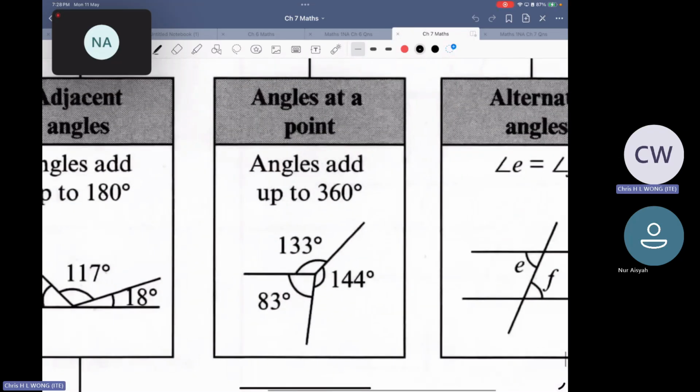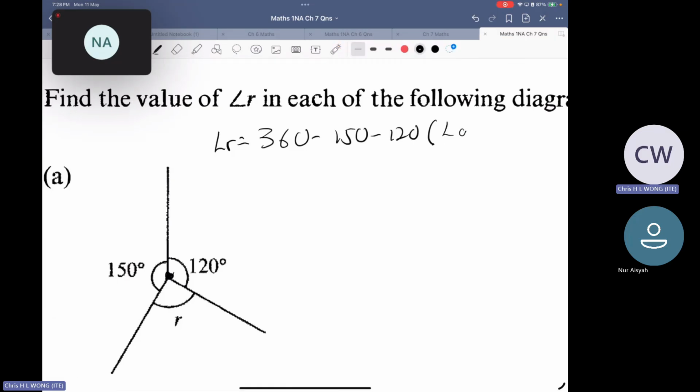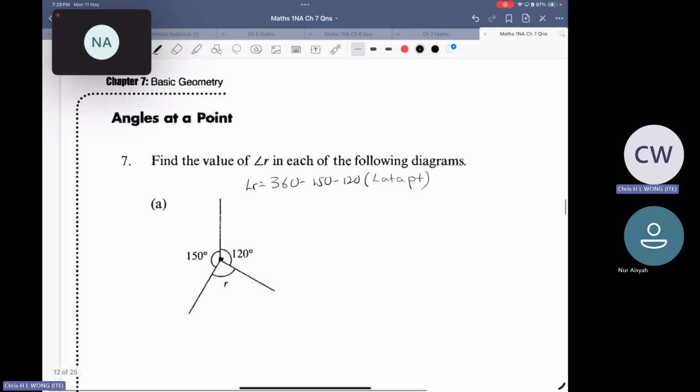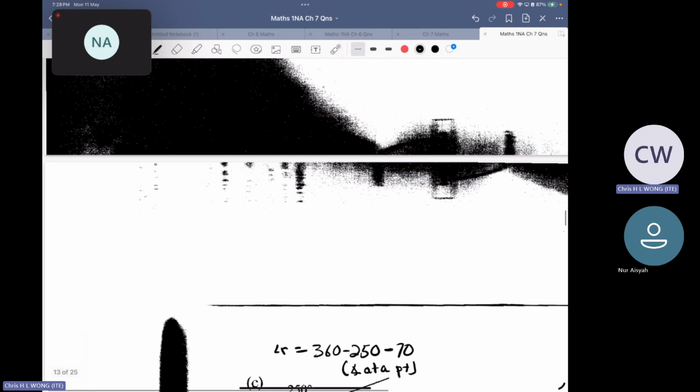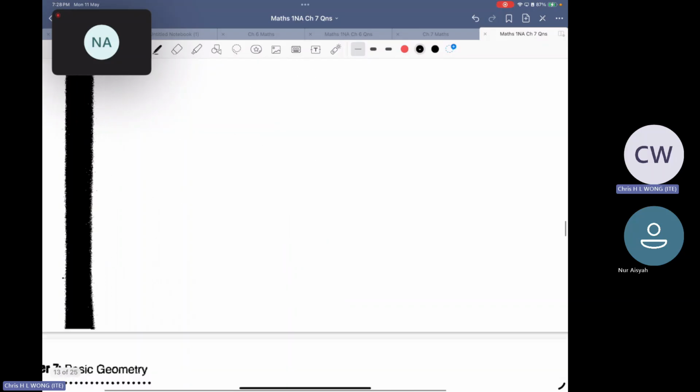Angle at a point. This one. Right? Angle at a point. The moment you're using a center, it's angle at a point. So back to this again, it should be angle at a point. You can do all this, same thing, very easy.